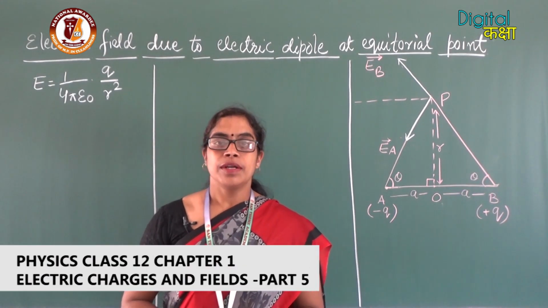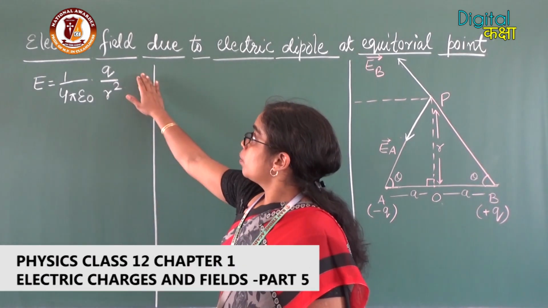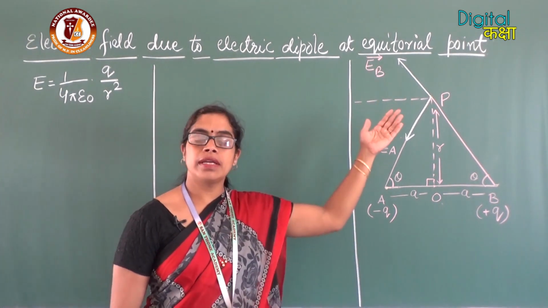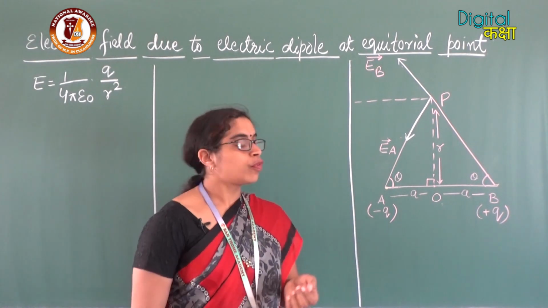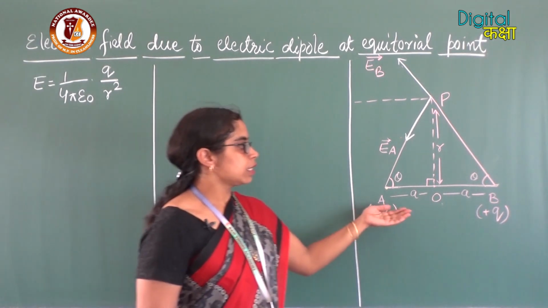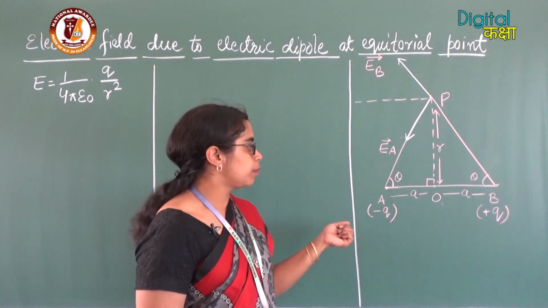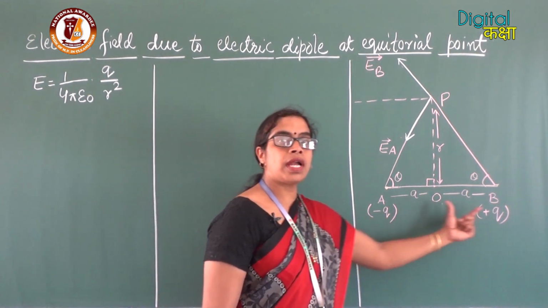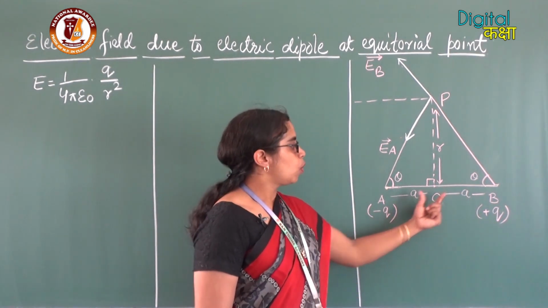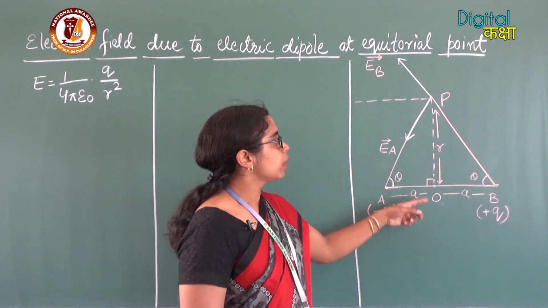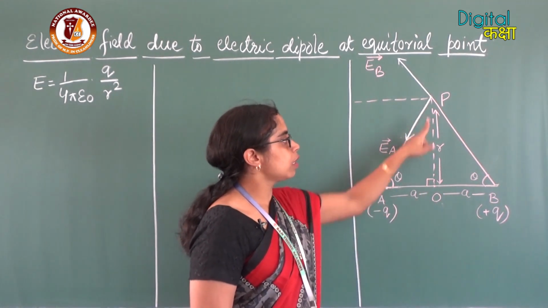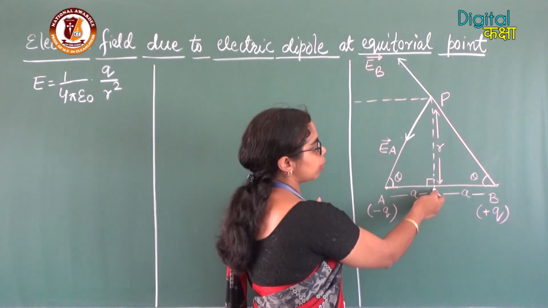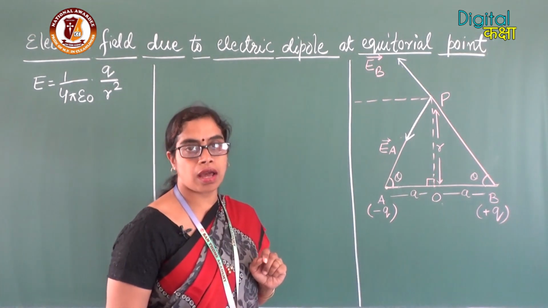Hello students, today we will study the topic electric field due to an electric dipole at an equatorial point. For this derivation, let us see the diagram first. In this diagram, at points A and B, the charges kept are minus q and plus q respectively. O is the midpoint of the dipole and P is a point taken on the equatorial line. The distance of point P from the center of the dipole is taken as r.